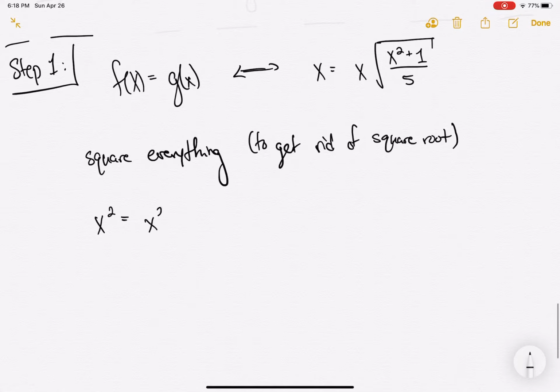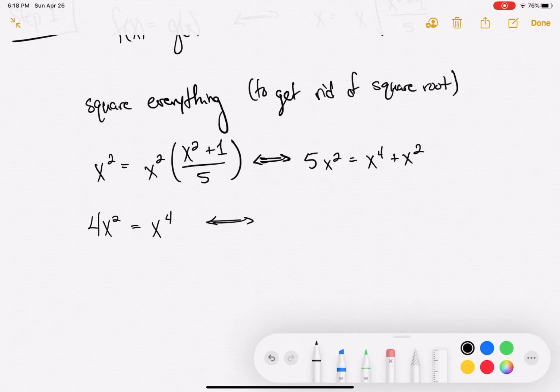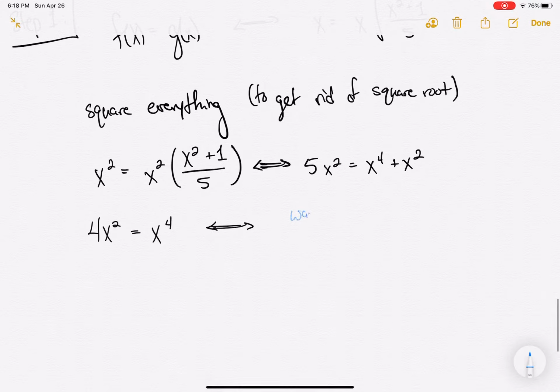So this is x squared equals x squared plus 1 over 5. Or really, this is 5x squared equals x to the 4th plus x squared. You simplify that out a bit. And what is that? That's 4x squared equals x to the 4th. Okay, so you guys would like to cancel, I mentioned this a few times, x squared from both sides.